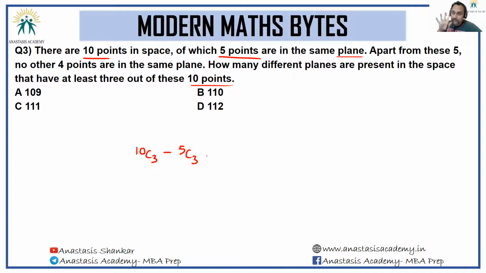5C3. But those 5 points are present in one plane. That one plane has to be counted. So add that back. So you get 120 minus 10 plus 1. Altogether you get 111. Option C.